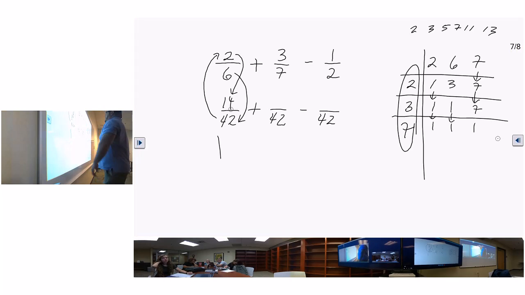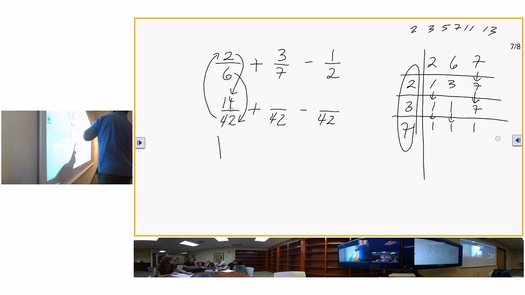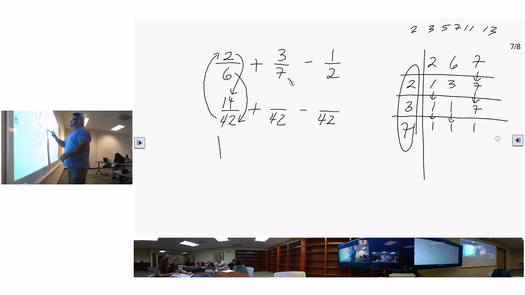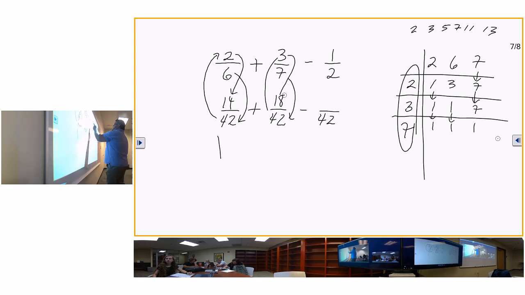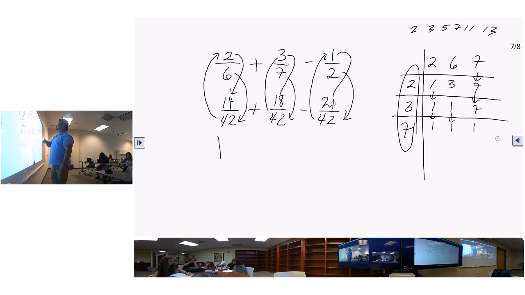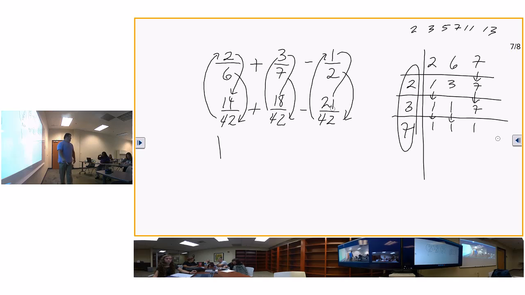14. How many times will 7 go into 42? You go over here and you cover up the 7. 6 times. 6 times 3 is what? 18. How many times will 2 go into 42? 21 times. 21 times 1 is what? Now you can finish.